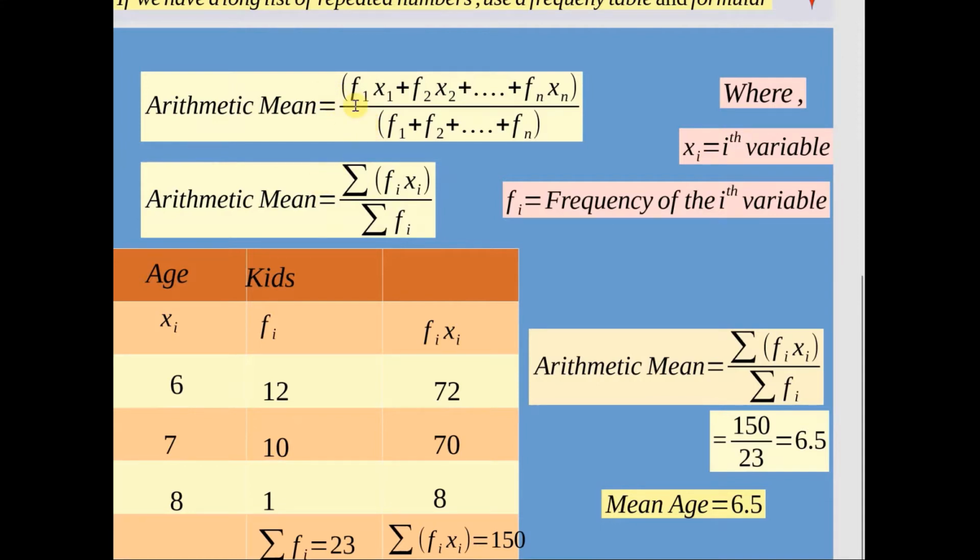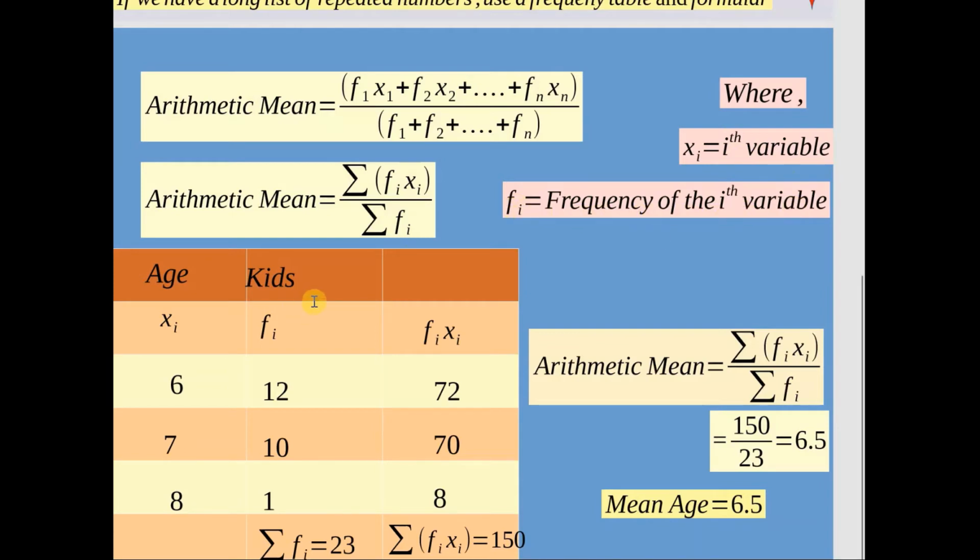For each variable, we will count the number of times the variable appears, and then we use a table to register it, and then we can use this formula: f1 times x1 plus f2 times x2 up to fn times xn all divided by f1 plus f2 up to fn. This formula can also be written as the summation of fi xi divided by the summation of fi, where xi is the ith variable and fi is the frequency of the ith variable.